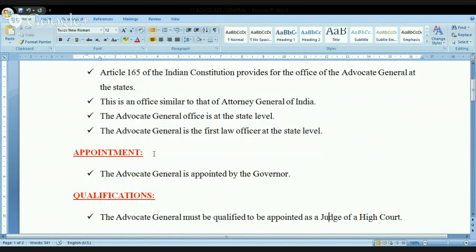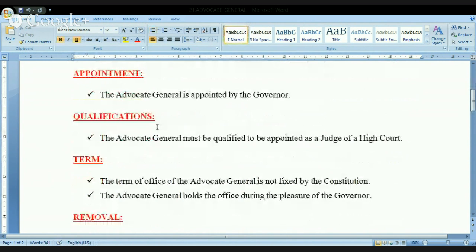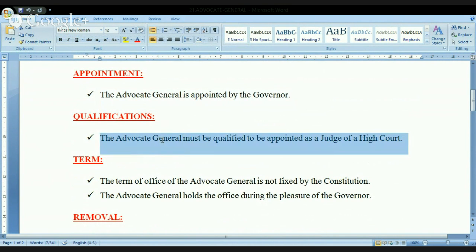Look at this. Remaining points are very simple. It is just like a repetition. Attorney General is appointed by the President. Here I am talking to you regarding Advocate General, and he is appointed by the governor. Look at these qualifications. Attorney General must be qualified to be appointed as a judge of the Supreme Court. Here, Advocate General must be qualified to be appointed as a judge of the High Court. Similarly, look at the term. The Constitution has not defined any term for the Attorney General or Advocate General. So it's just the same thing.